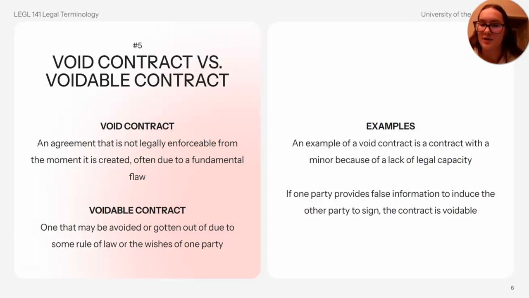A void contract is an agreement that is not legally enforceable from the moment it is created, often due to a fundamental flaw. An example of a void contract is a contract with a minor because of a lack of legal capacity. A voidable contract is one that may be avoided or gotten out of due to some rule of law or the wishes of one party. If one party provides false information to induce the other party to sign, the contract is then voidable.